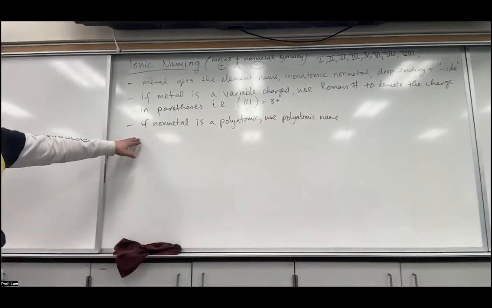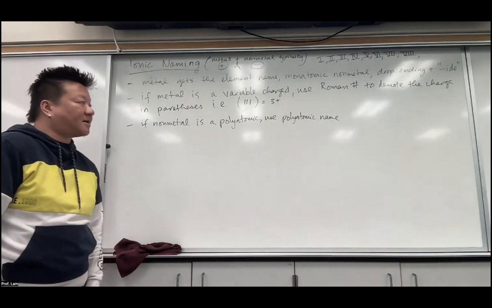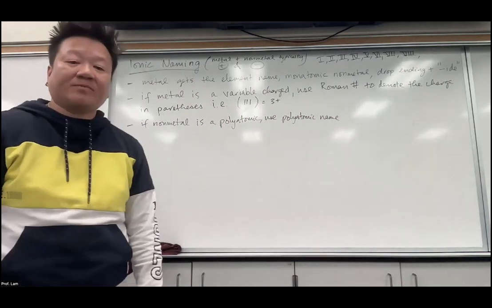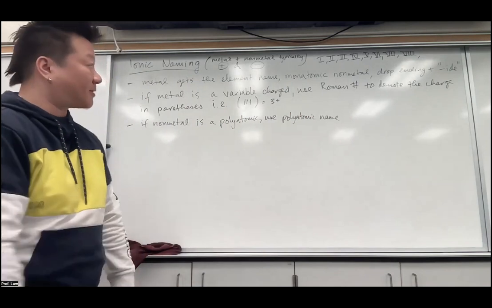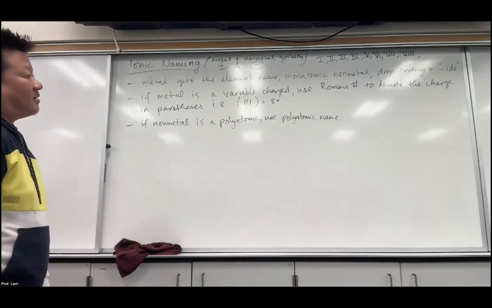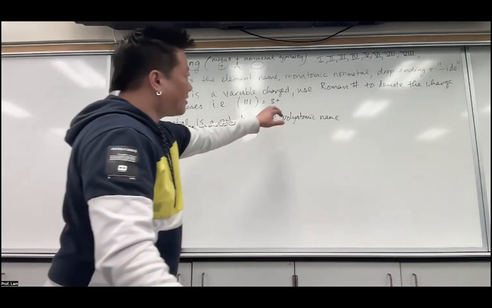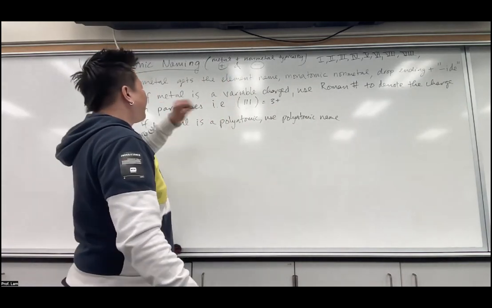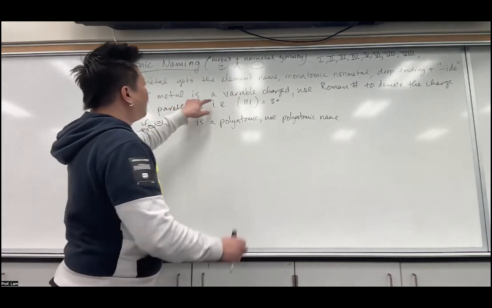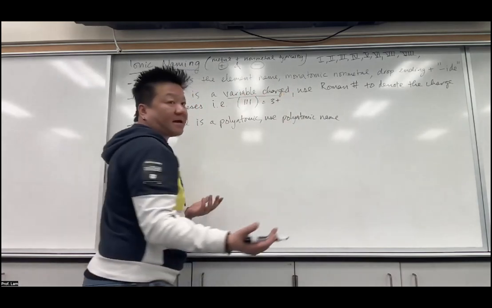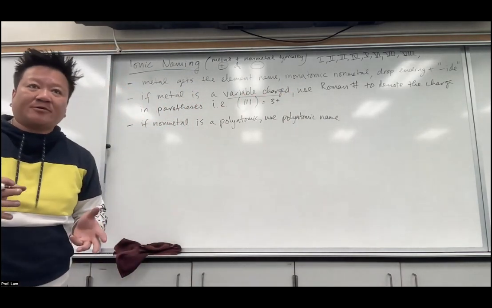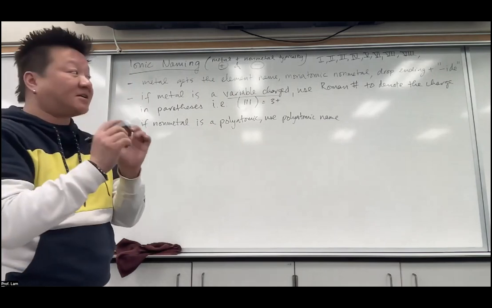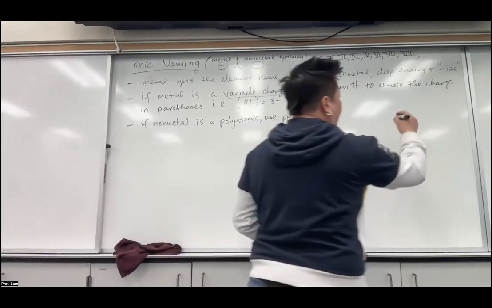And then that's just this last rule. If the nonmetal is a polyatomic, use the polyatomic name. So something like sodium nitrate, right? Because nitrate's a polyatomic, right? All right, so you may ask me, Professor, how do I know that a metal is variable charge? What does that mean? Most metals are variable charge. There's a very short list of what we call fixed charge metals.